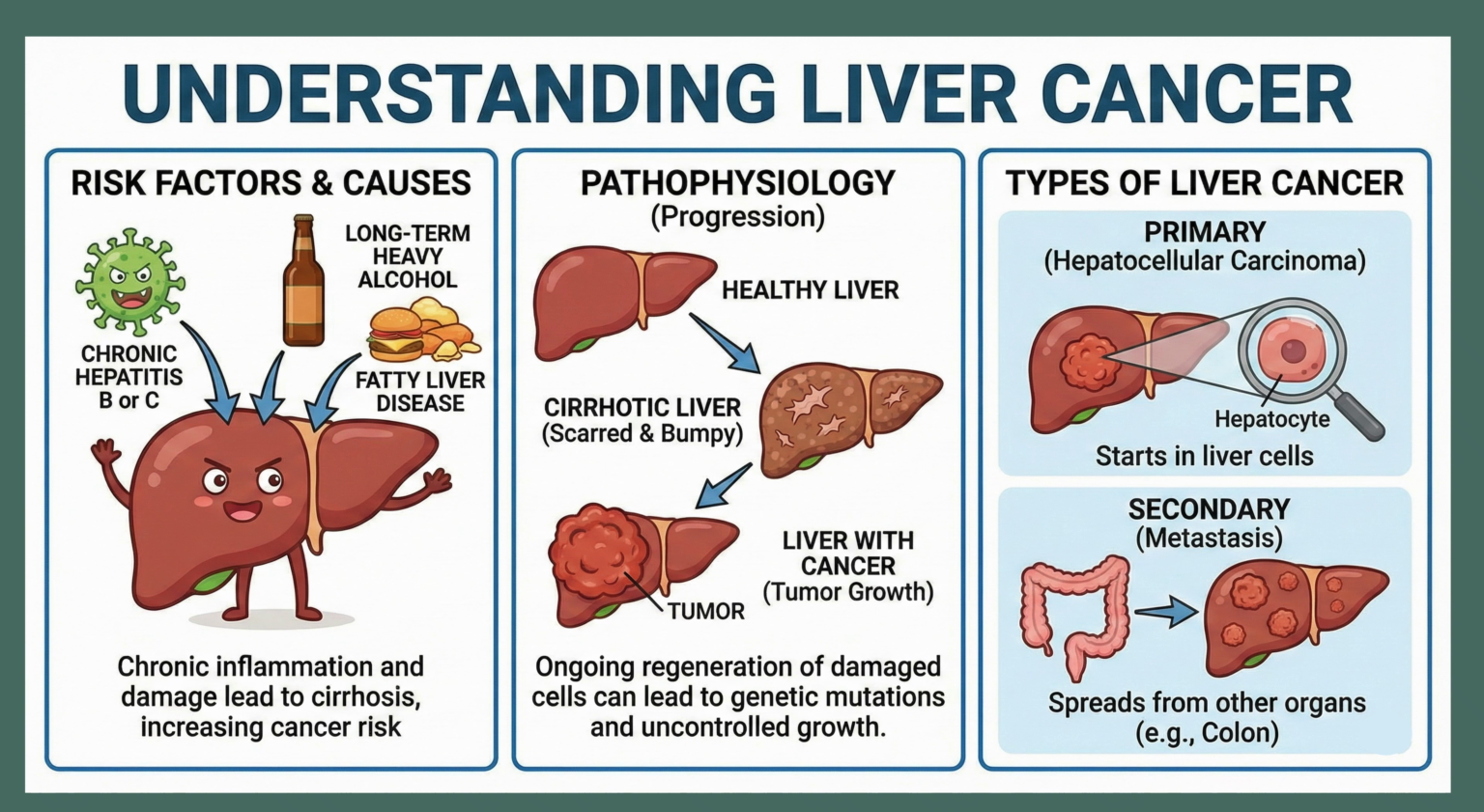Clinical manifestations early on are often asymptomatic. Common symptoms in late stages include abdominal pain in the right upper quadrant, weight loss, fatigue, jaundice, and ascites. So here we have the types of cancer, primary and secondary.